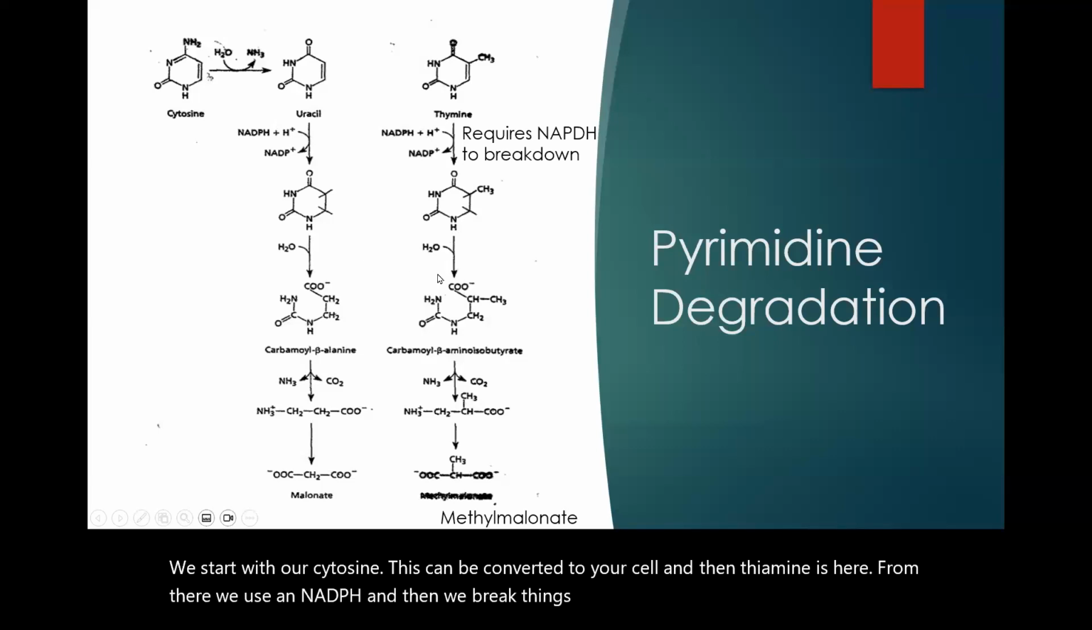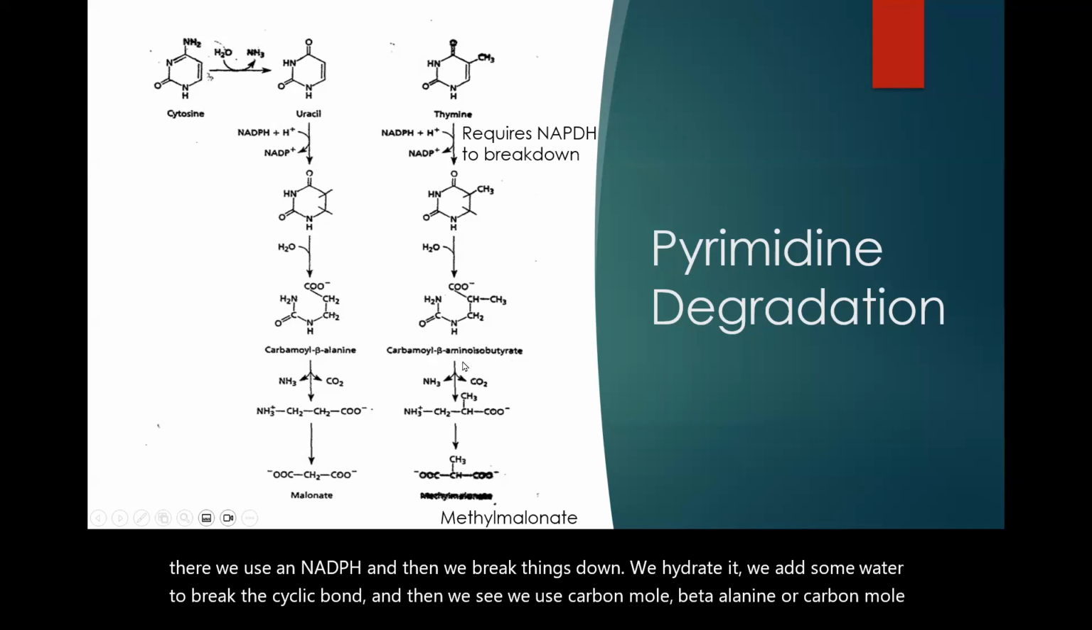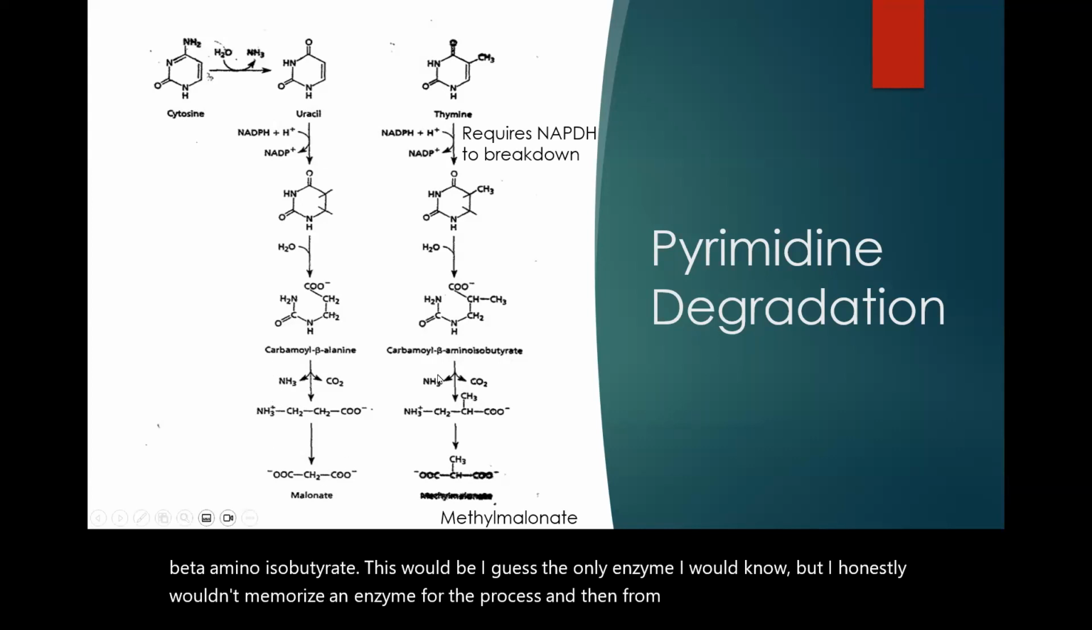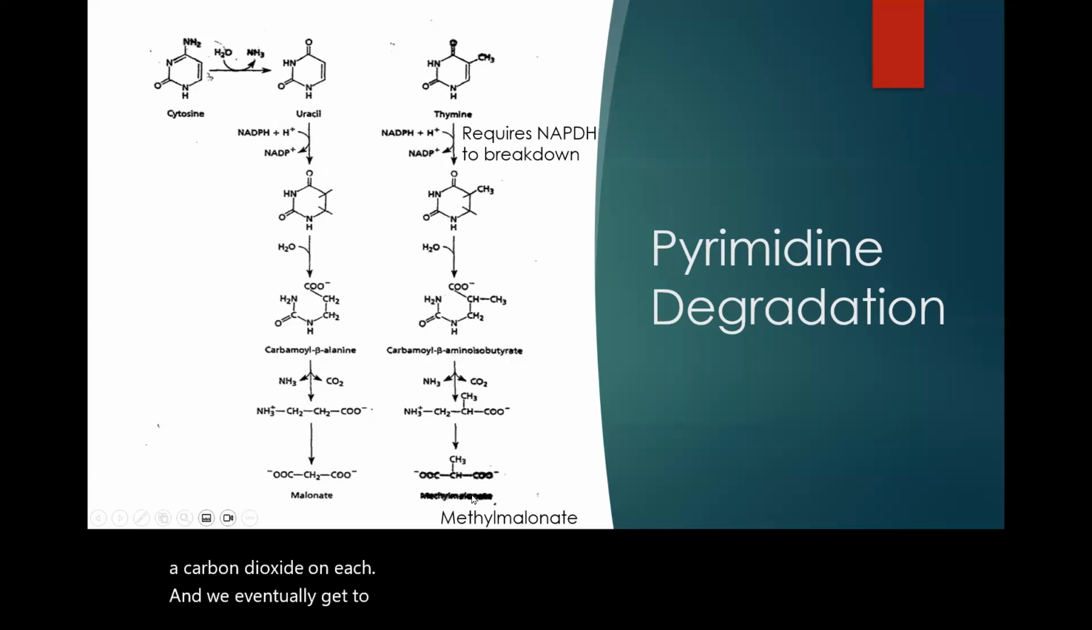We hydrate it. We add some water to break the cyclic bond. And then we use carbamoyl beta alanine or carbamoyl beta amino isobutyrate. This would be, I guess, the only enzyme I would know, but I honestly wouldn't memorize an enzyme for the process. And then from here, we have an ammonia and a carbon dioxide on each. And we eventually get to malonate and methylmalonate.